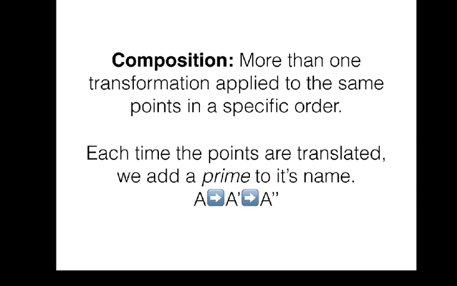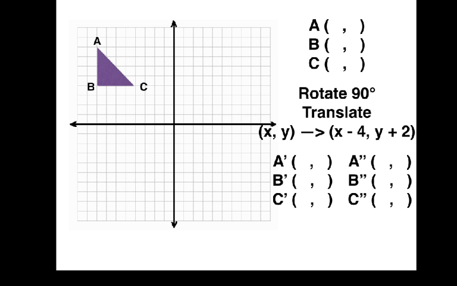So let's look at one. Here we've got a composition to undertake. So first, let's look at where A, B, and C are. A is at -8, 8. B is at -8, 4, and C is at -4, 4.